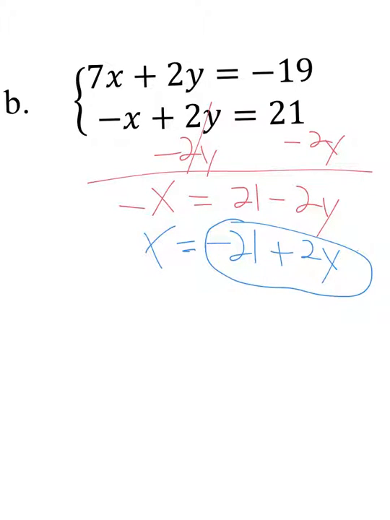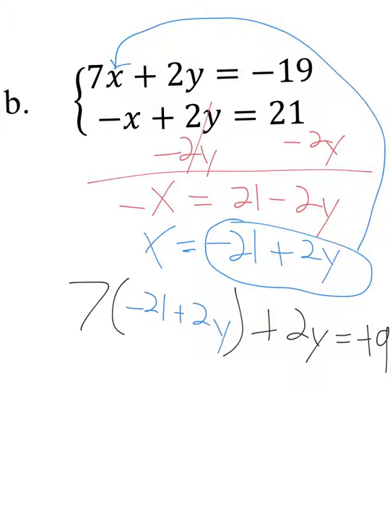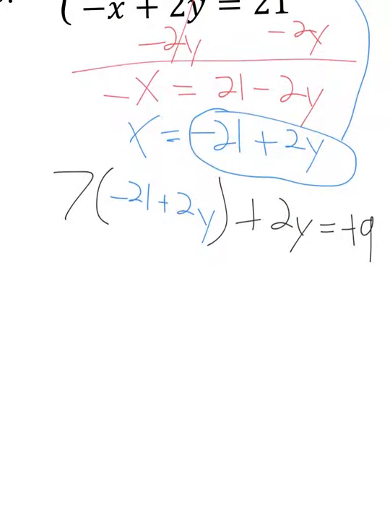So now I'm ready to plug this in for the x variable. It's going to say 7 times negative 21 plus 2y, and close that, plus 2y equals negative 19. Like before, distribute and then combine like terms. So 7 times negative 21 is, excuse me, negative 147.